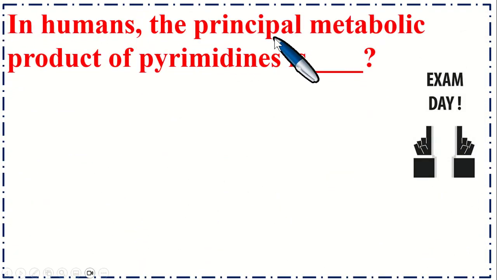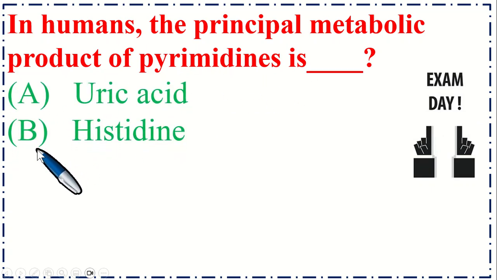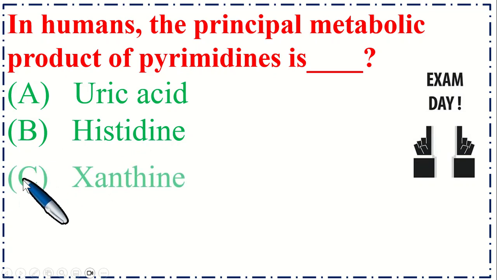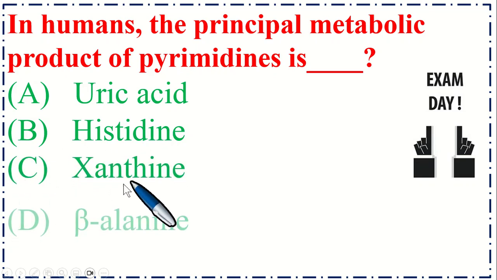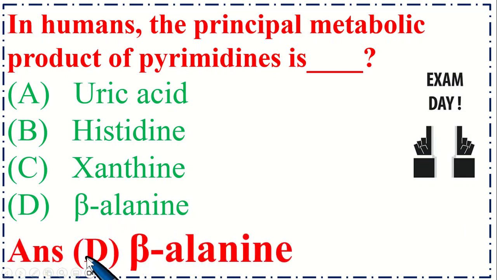In humans, the principal metabolic product of pyrimidines is dash. Option A uric acid, B histidine, option C xanthine, and option D beta alanine. So the correct option is D, beta alanine.